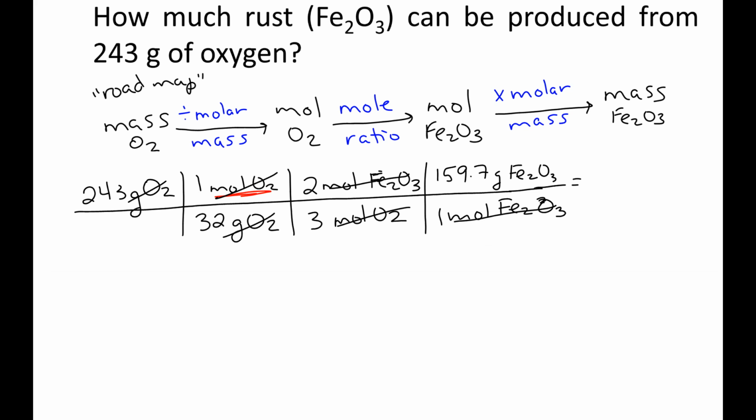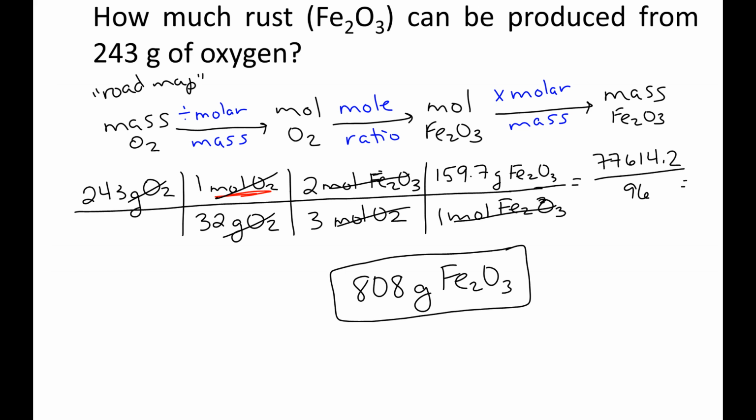Now we're going to take 243 times 2 times 159.7, which gives us 77614.2, and then 32 times 3 is 96. And this gives us 808 grams of Fe2O3. Now I know it's one off of the three-step method, and that's going to happen at times, because with the three-step method we round in each step. So you might be off by 1 or 2 or by a tenths place. You're probably not always going to get the exact same number, but it doesn't matter.